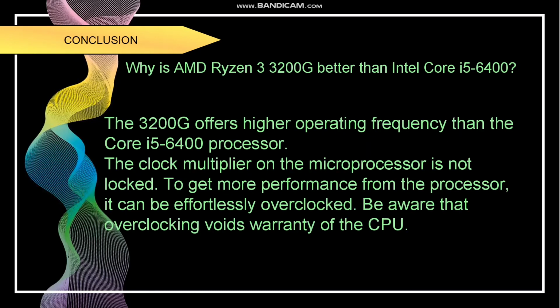And the 3200G offers a higher operating frequency than the Core i5 6400 processor. The clock multiplier on the microprocessor is not locked. To get more performance from the processor, it can be effortlessly overclocked. Be aware that overclocking voids the warranty of the CPU.